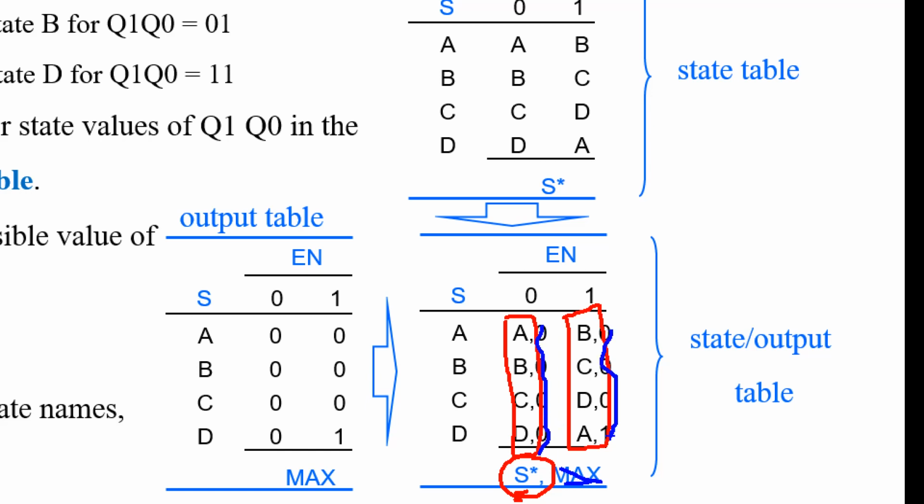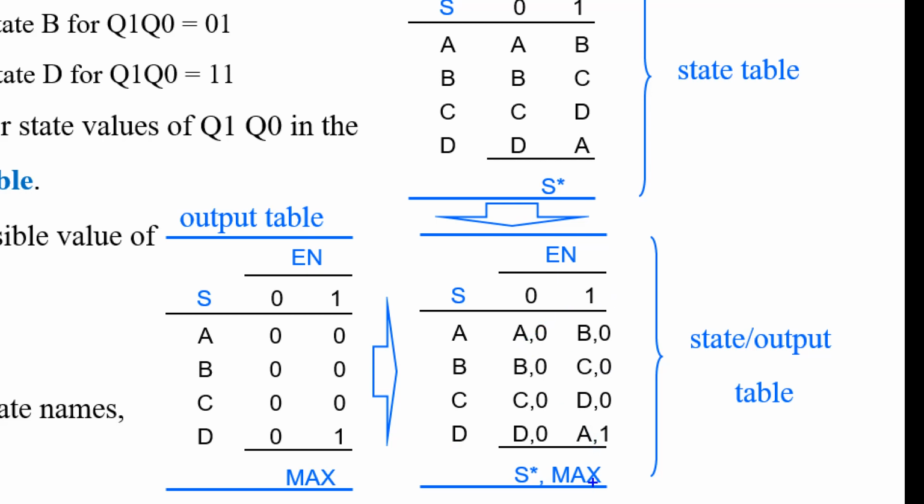Another output of another column of output. For example, if the current state is A, when clock tick enable is 1, the next state is B, change to B. If the current state is B, when clock tick enable is 1, it changes to C. If the current state is C, and when clock tick enable is 0, the next state is C. At state C, when clock tick enable is 1, it changes to state D. At state D, when clock tick enable is 1, it changes to state A, something like this.